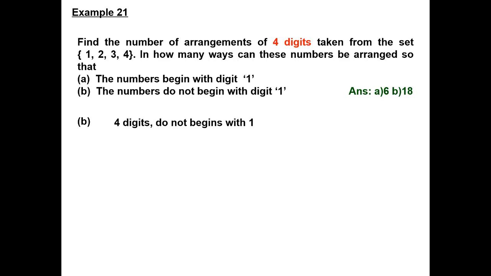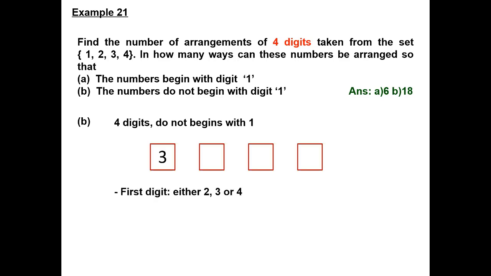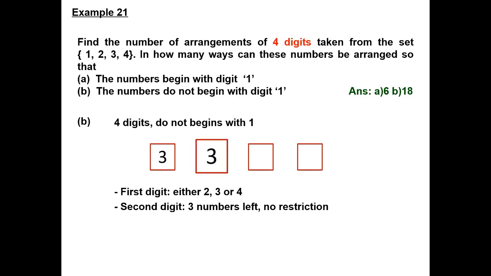Solution for B. We have to build the 4 digits number that do not begin with 1. We cannot use number 1 for the first digit. We can only choose number 2, 3 or 4. That means we only have 3 choices of numbers for the first digit. We already used one number for the first digit. There are 3 numbers left to choose from, and there is no restriction in choosing them. So, we have 3 choices of numbers for the second digit.